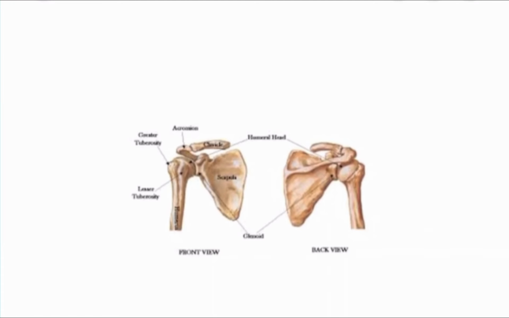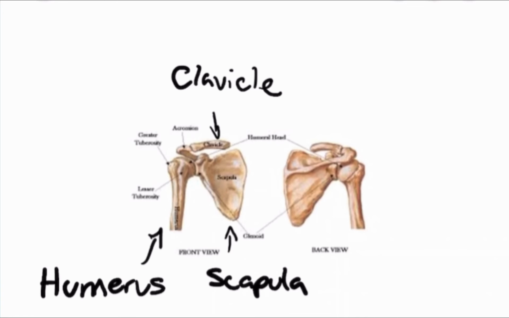Okay, what I have right here is the shoulder girdle, and it pretty much contains the humerus, which is right here, the clavicle or your collarbone right there, and the scapula, which is right there. And you have that on both sides of your body, your left and right. So, the humerus is your upper arm, your clavicle, as I said before, is your collarbone, and then the scapula is your shoulder blade.